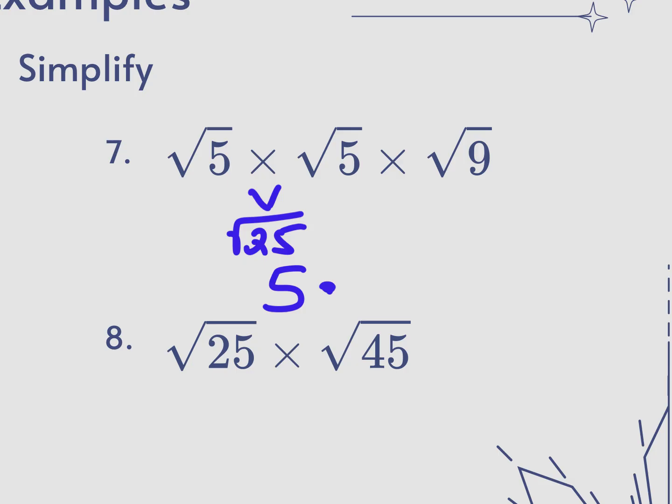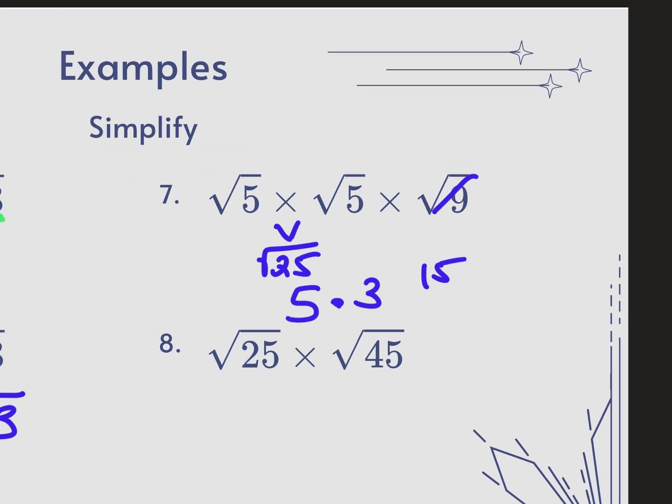Anything else jump out at you? What's the square root of 9? 3. What's your answer here? 15. Okay, good. Say you didn't see that. Some of you are like, what? I didn't even see that. That's fine. What did I tell you about houses times a house? A house times a house is just a bigger house. Write them all underneath the same square root. I have 5 times 5 times 9.